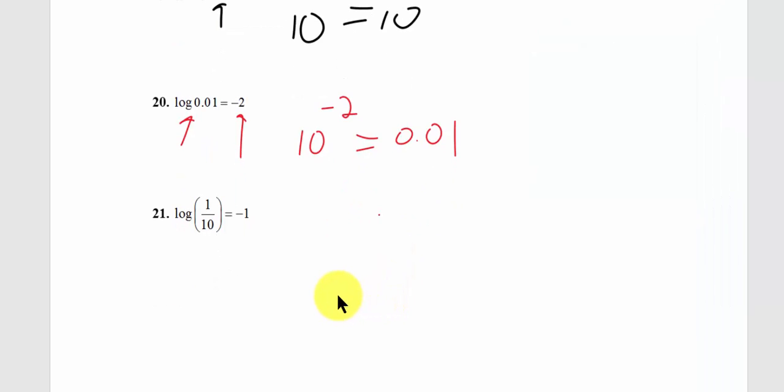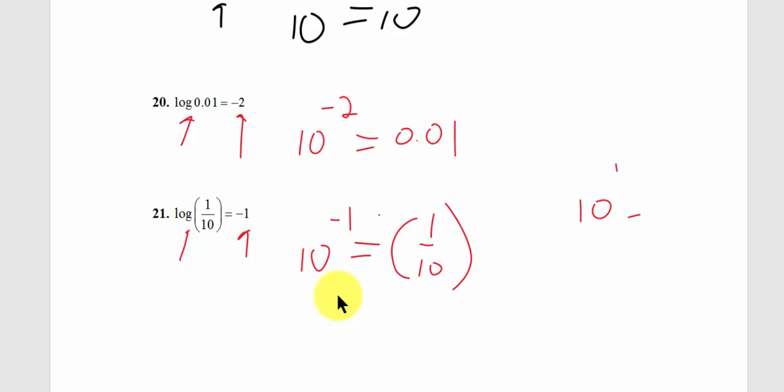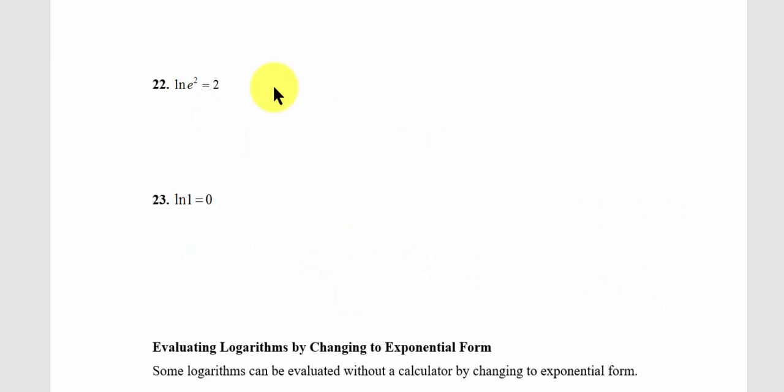All right, let's look at number 21. Okay, so again, the base of my log is 10 because nothing's written underneath my log. So I'll write 10. And the exponent is the -1. And that equals 1 over 10. Right? And again, remember, if we add 10 to the 1, we know that answer is 10. So 10 to the -1 would be 1 over 10, right? We learned that in exponents, which was covered in chapter 2. Okay, the last two problems.